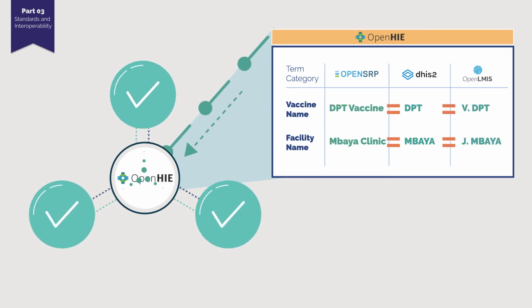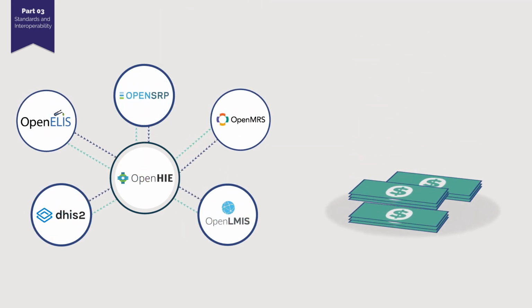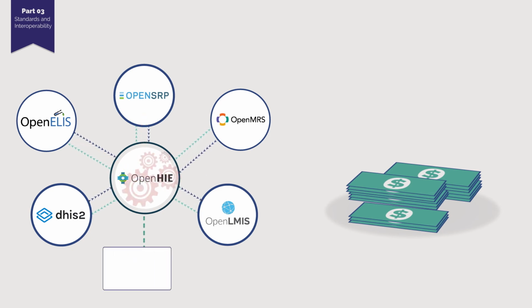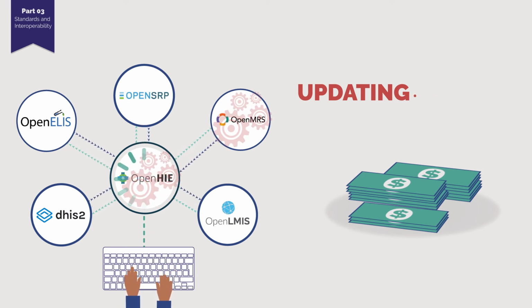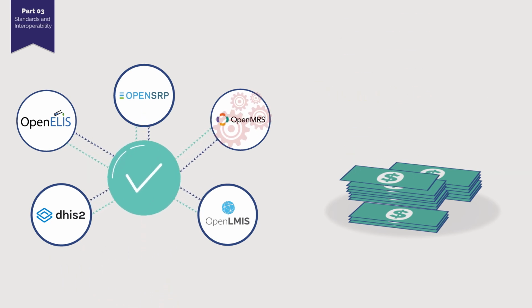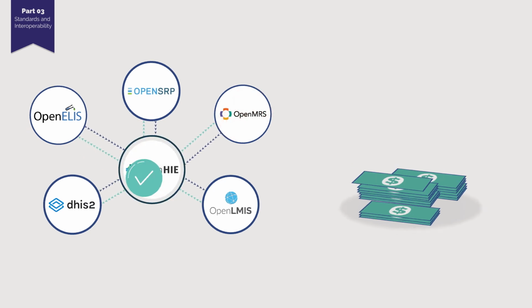Now, any new application that gets added only needs to be able to communicate with the HIE. And if an application changes, only the HIE needs to be updated, while all the other applications can still communicate. This is one way to keep costs down and avoid the quadratic cost problem we saw in Part 2.